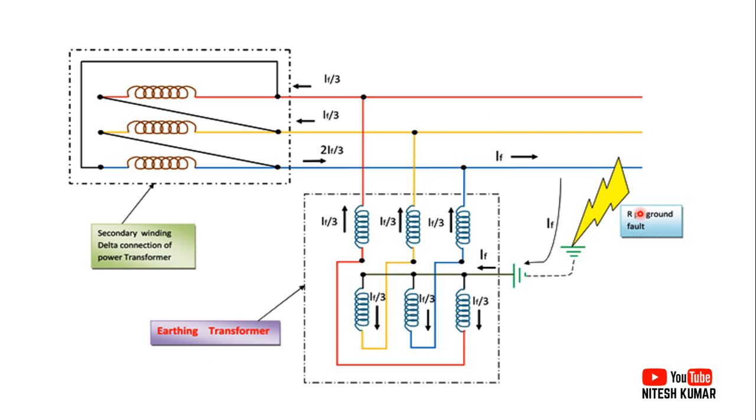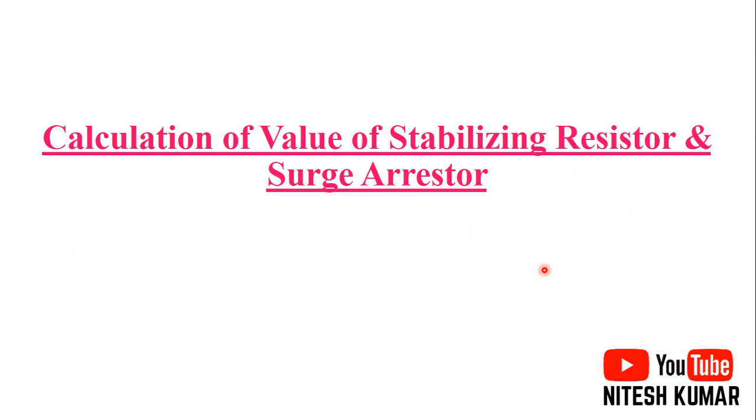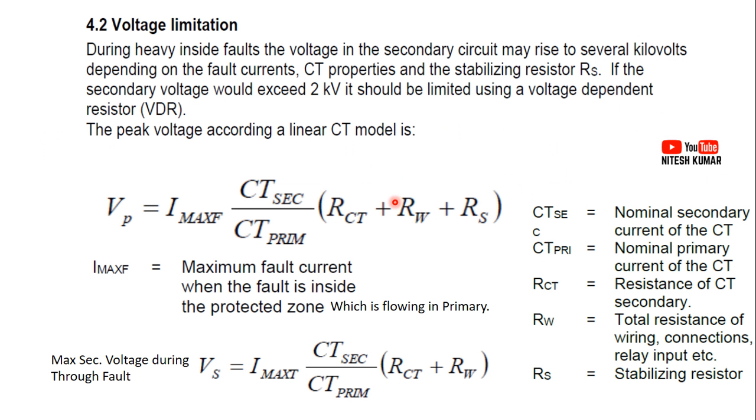Suppose there is an earth fault outside of your restricted area, then that fault current IF will come to this neutral earthing transformer, make a closed path like this, and go like this. And already we have connected here the neutral CT, and in such a way we will use that scheme. So there are different things. We also have some calculation, that I had told you we will see: how to find the stabilizing resistor value and then the surge arrestor.